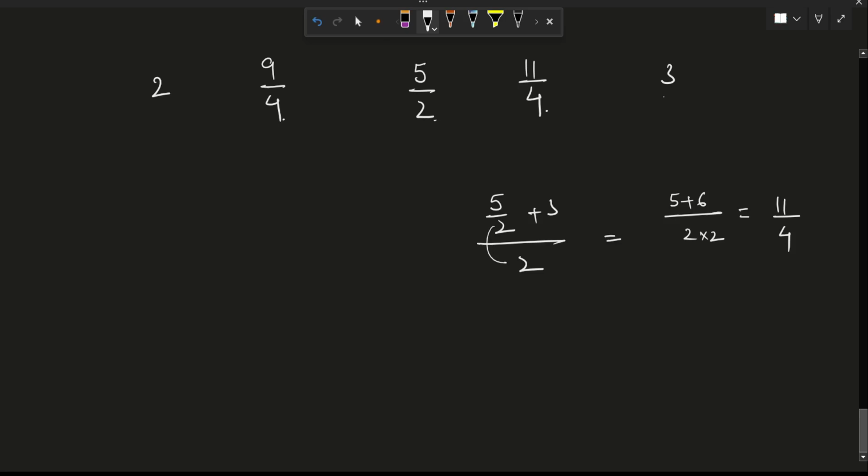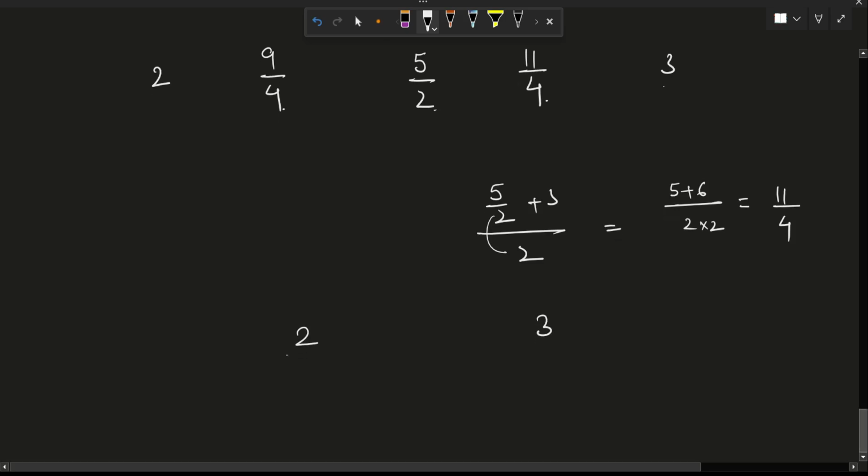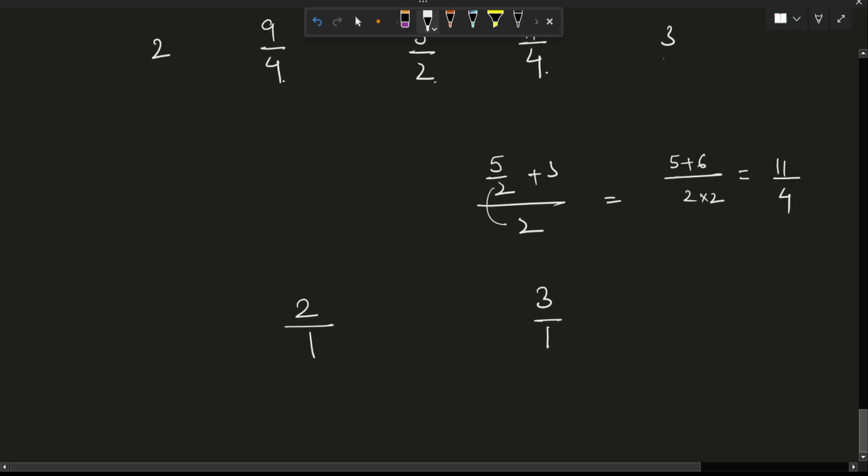Another shortcut way that you learned in your previous grade is, let's say you have two numbers, 2 and 3. You write them as fractions, 2 by 1 and 3 by 1. They are like fractions, but still, let's say I say find two rational numbers between them. You have to find two rational numbers between them.